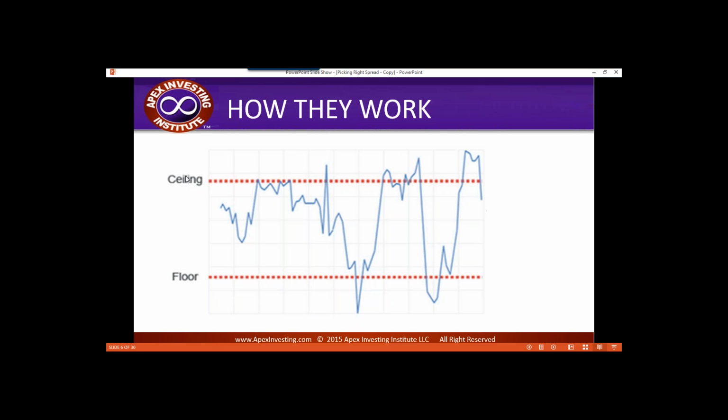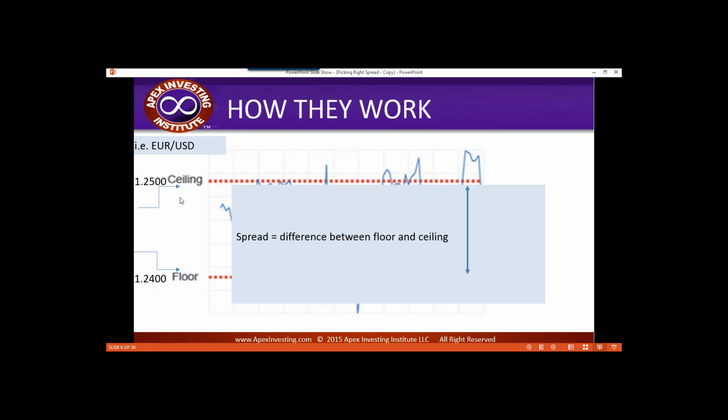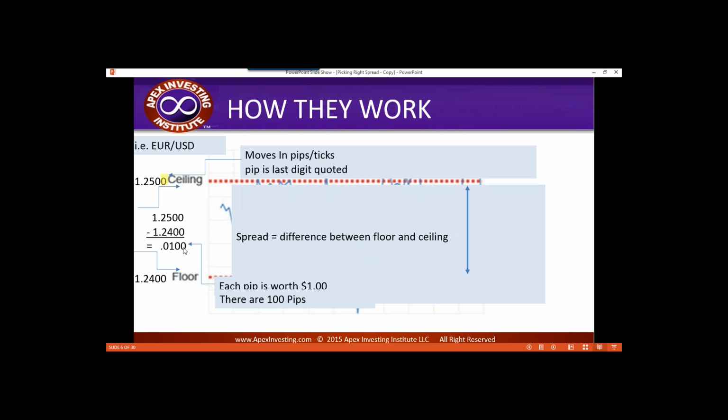Basically what a spread is, Nadex calls them bull spreads. We call them box spreads. They look like a box. Spreads have a floor and a ceiling. So for example, let's say this is a euro dollar spread, the floor is at 1.2400, the ceiling is at 1.2500. The spread is the difference between the floor and the ceiling, which is technically in here 100 pips or 100 ticks between 2400 and 2500. Spreads move in pips or ticks, which is the last digit quoted, and each pip is worth $1, and there are 100 pips in this spread.